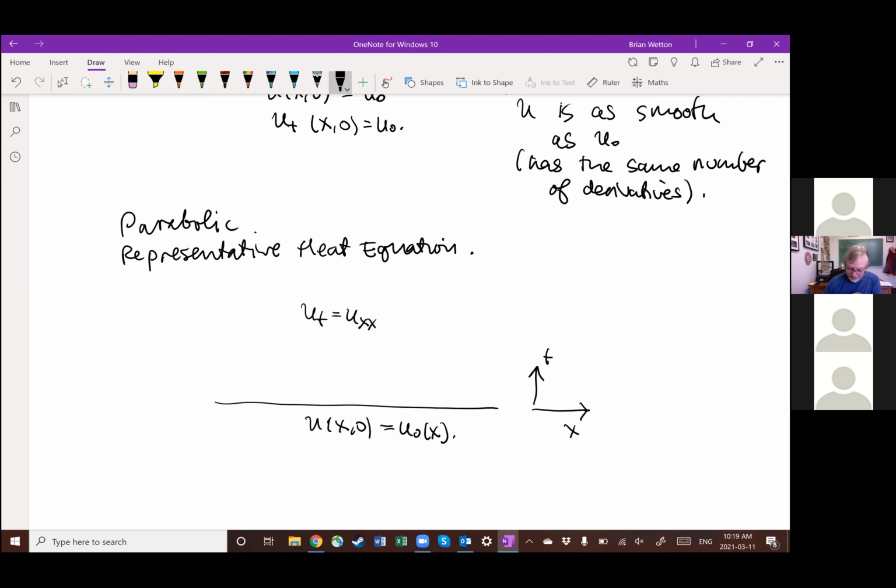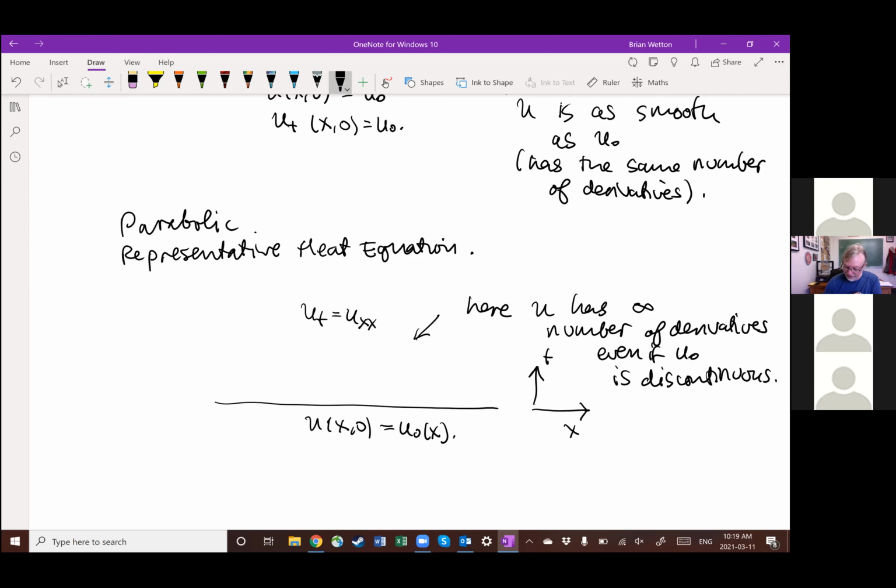And we'll see that here U has an infinite number of derivatives. Even if U0 is discontinuous. Remember, yeah, the heat equation smooths things out, right? You can start with the discontinuity, but then that's built up of a bunch of high frequency information, and all of that decays really quickly. You don't see it anymore, right?